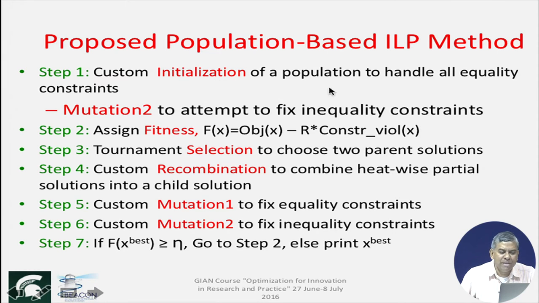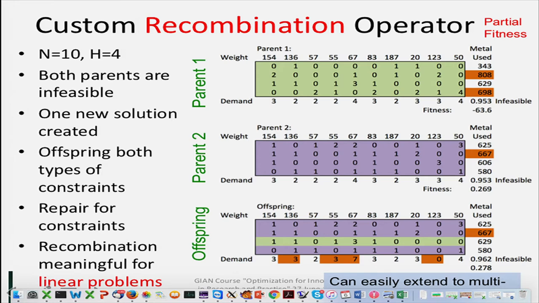Okay? The way we customize is, we have equality constraints. Remember, there are many equality constraints. Sum of all xij over i should be equal to rj. And remember, if it's an equality constraint, that is linear over?